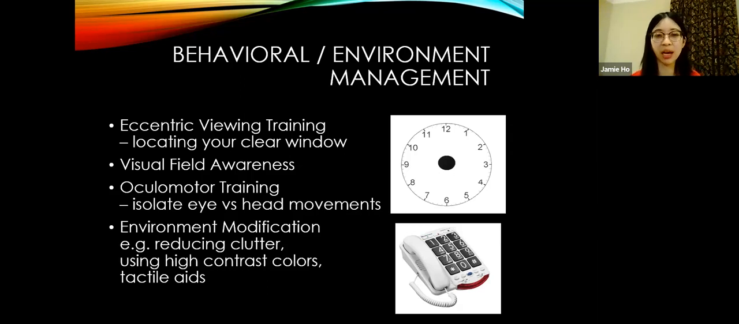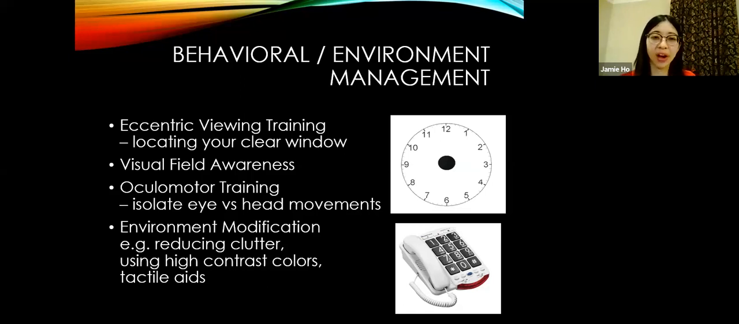Ocular motor training. One of the big problems I see is patients have difficulty isolating their eye versus head movement. So when they first have field loss, you'll see these patients kind of swing their head side to side, and they don't realize when to appropriately use their eye movements, which are much faster than head movement. And sometimes it's a combination of both.